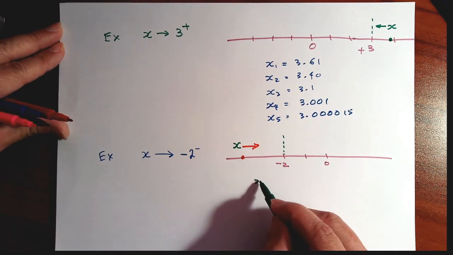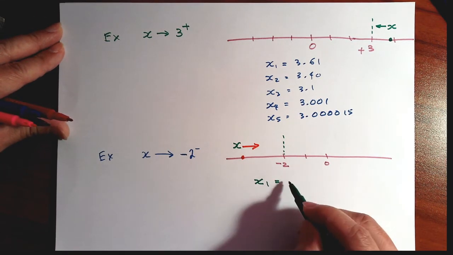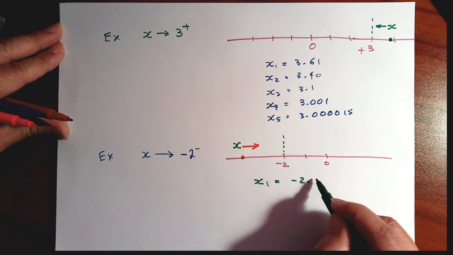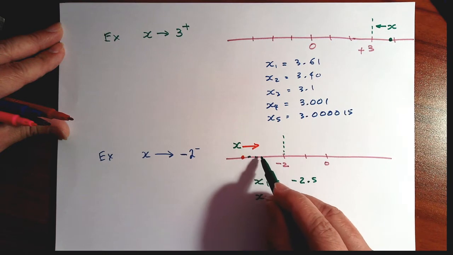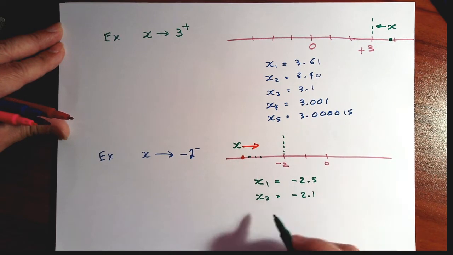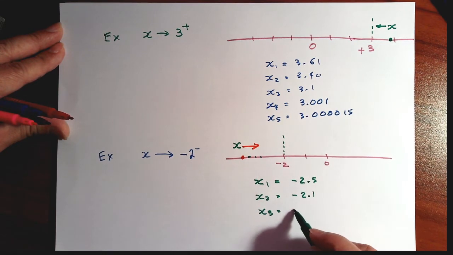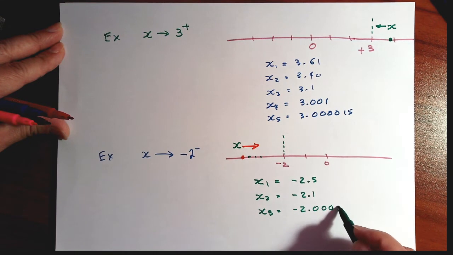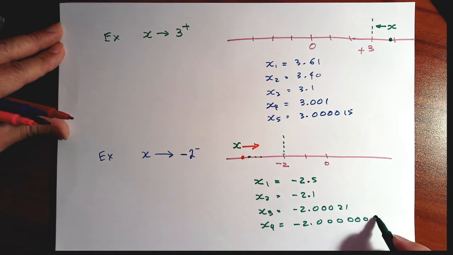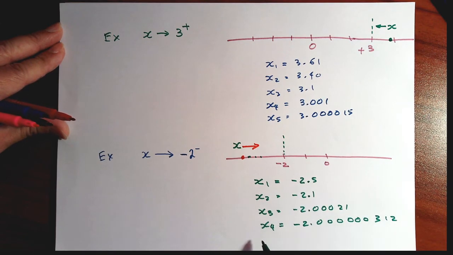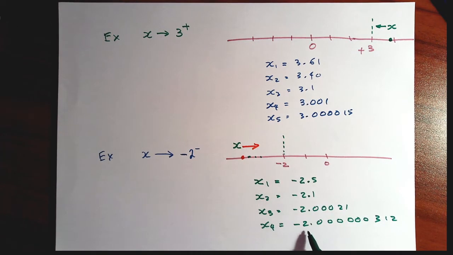So x might be looking like this, -2.5, and then it gets closer and closer and closer, -2.1, -2.00021, -2.00003. It just gets closer and closer, but never touches, never becomes -2.